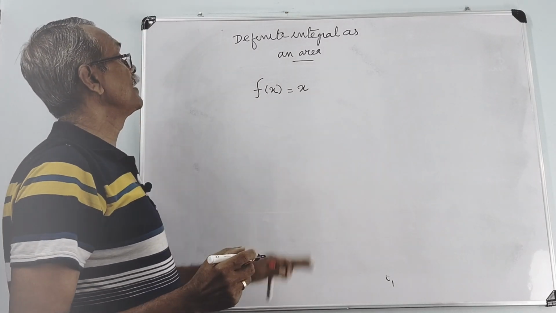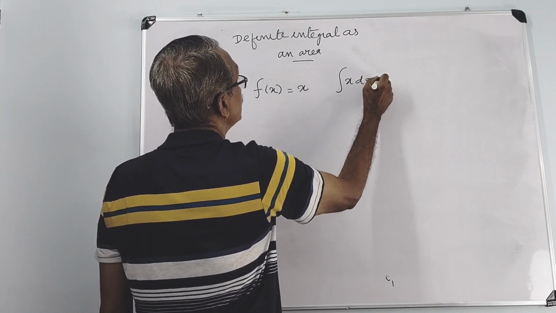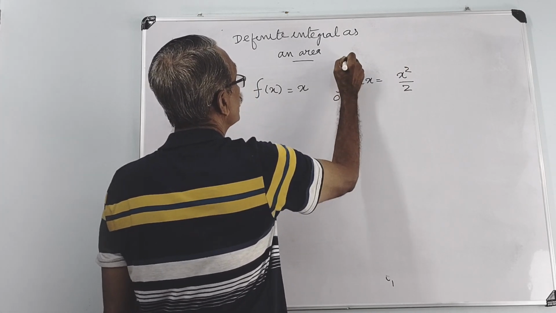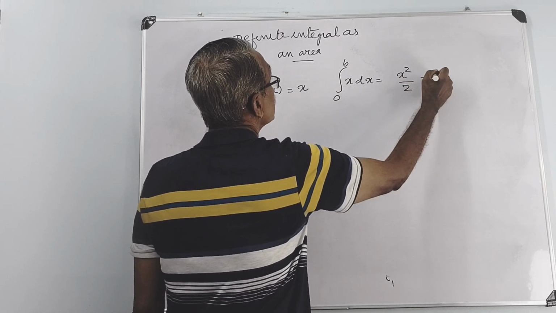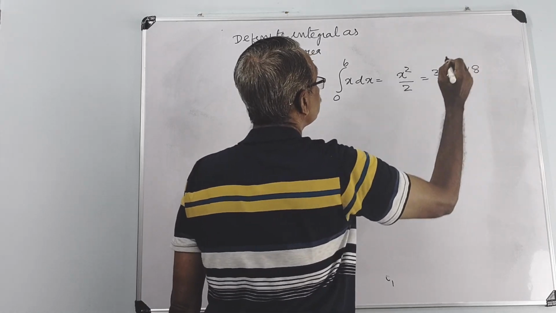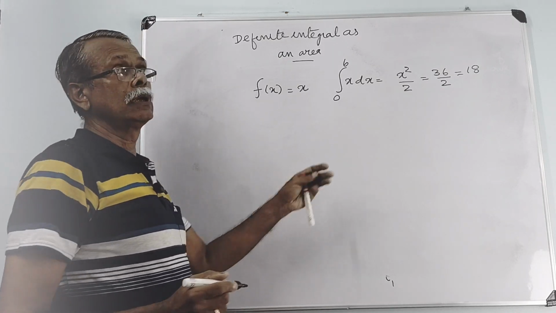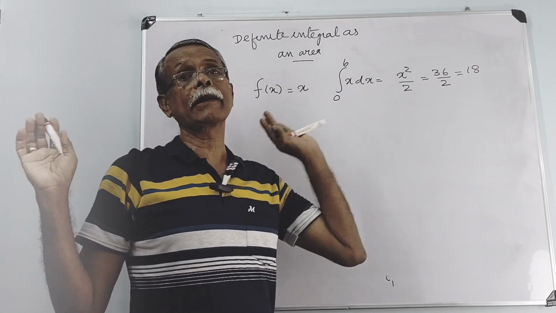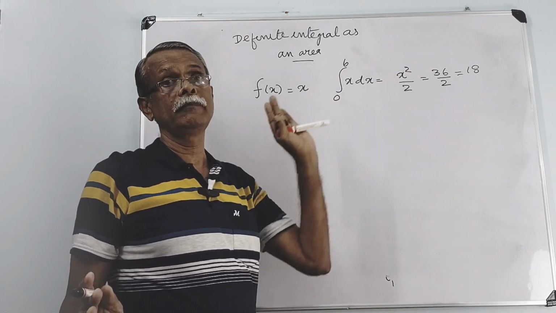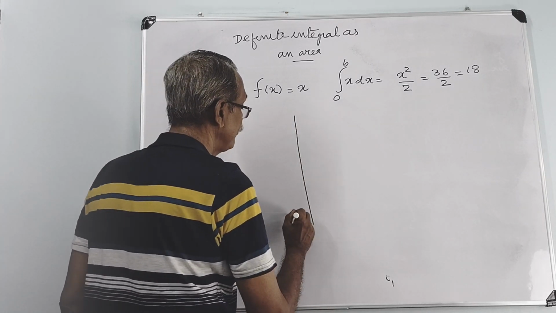And I want to evaluate this integral. That is, the integral of x dx is equal to x squared divided by 2. Suppose I want to evaluate this from 0 to 6. Then this is 36 divided by 2, which is 18. It is x dx. Now, imagine that I don't know how to evaluate the integral, I am an elementary school student. But I know geometry. Therefore, what I do is, I draw a graph.